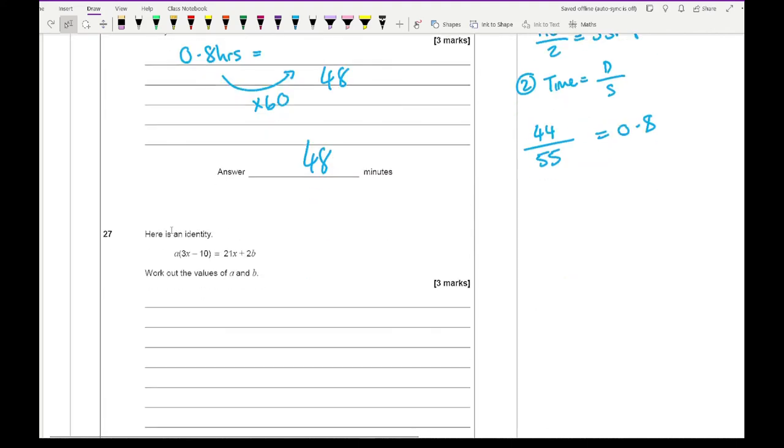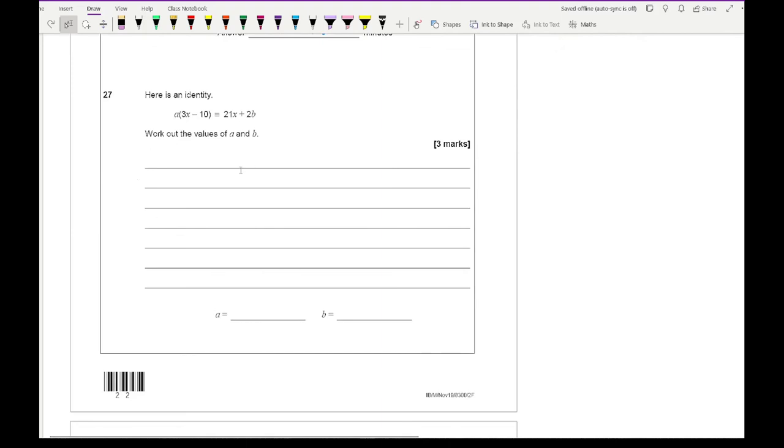Then for question 27, which is comparing coefficients. It says here is an identity. We've got a(3x minus 10) is equivalent to 21x plus 2b. First thing we need to do is expand the left-hand side. So what we get is 3ax minus 10a is identical to 21x plus 2b.